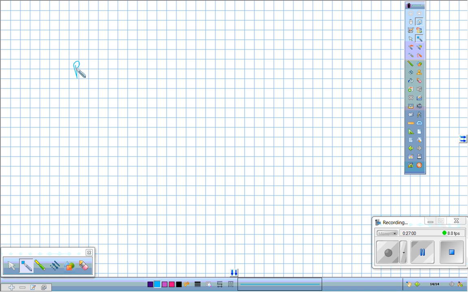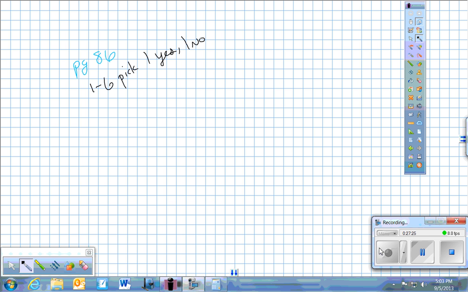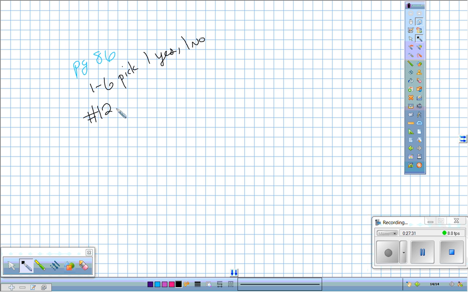So for your homework on page 86, from 1 through 6, tell me one yes and one no. Pick one yes and one no. So they're just yes and no answers. They're just picking whether or not it's a function. And then I want you to do numbers 12 through 90 by threes.